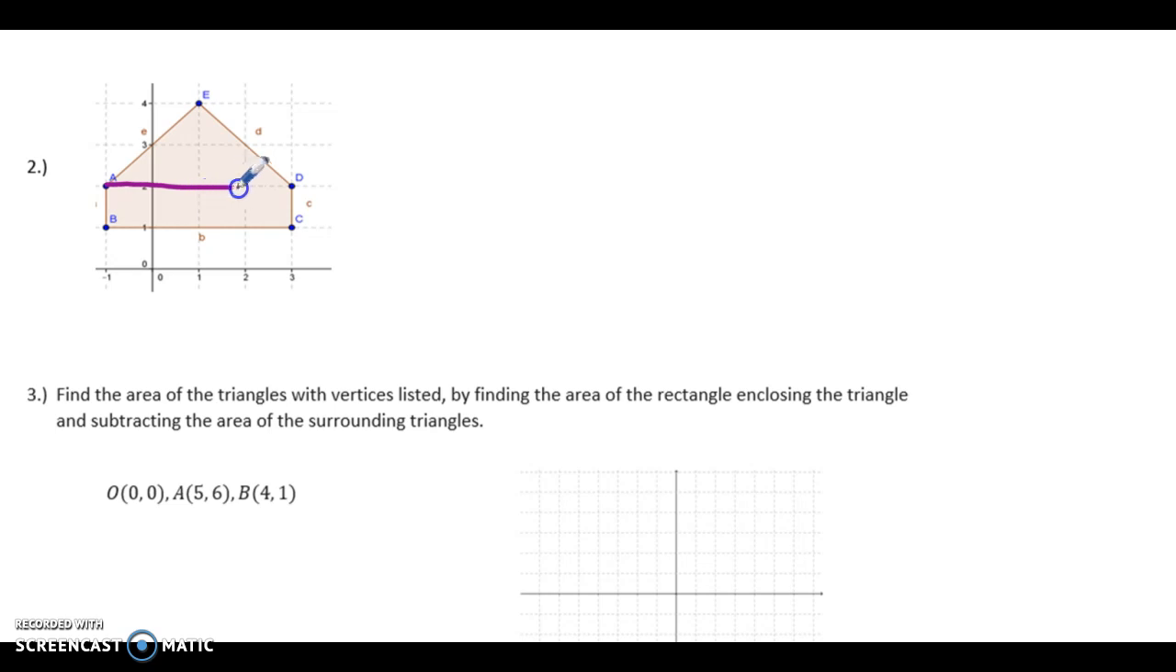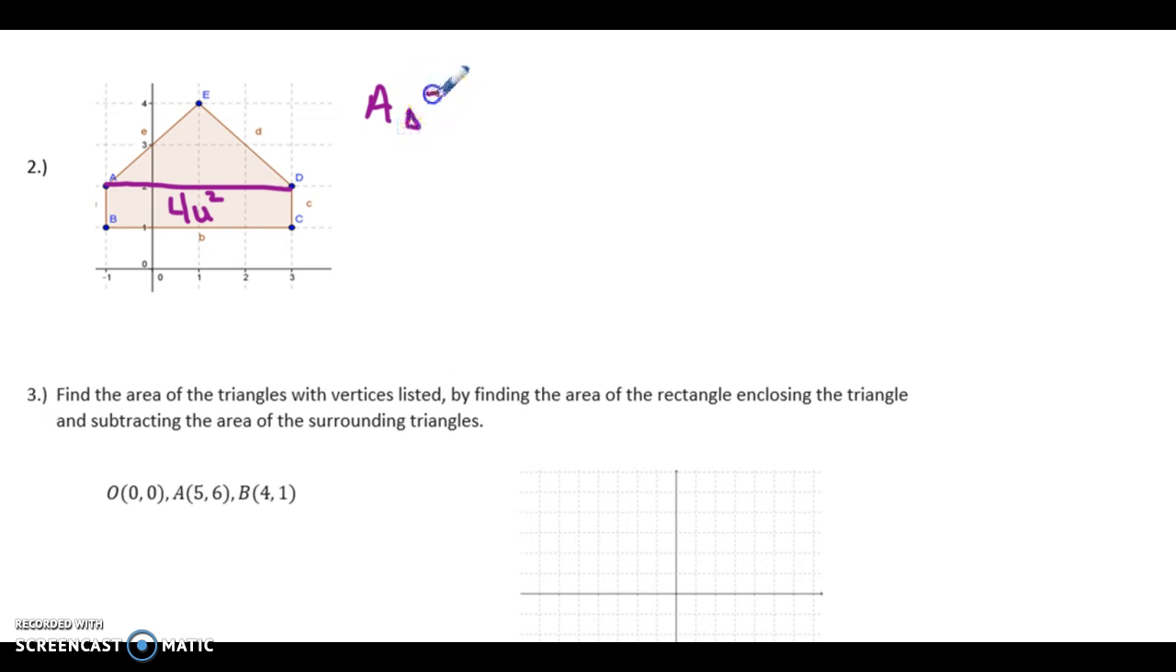I know how to find the area of this rectangle on the bottom, and really that's pretty easy because I could just count the number of boxes. And so it's 4 units squared there. And then I can find the area of the triangle.